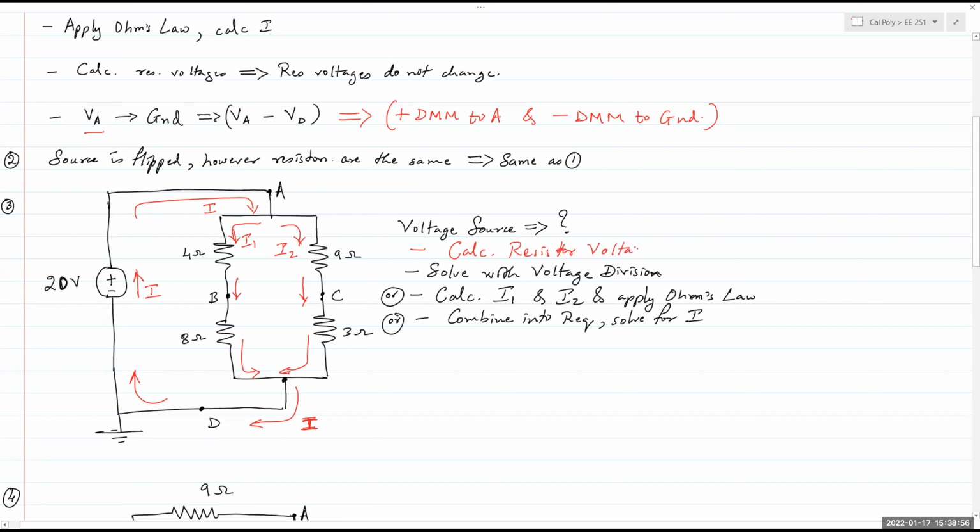And you can calculate the resistor voltages by applying voltage division, or you calculate I1 and I2 and apply Ohm's law. You can calculate I1 and I2 because the voltage source is being connected directly to all four resistors. Or a third method is to combine everything into one single resistance, Req, and then solve for the total current I. Either way, all three of them should give you the right answer. Once you have the resistor voltages, all you have to do is calculate the node voltages based off of that.